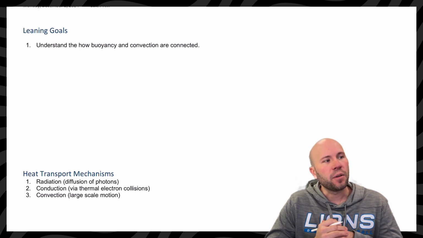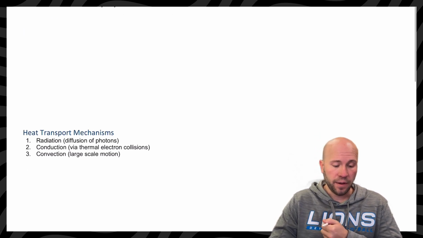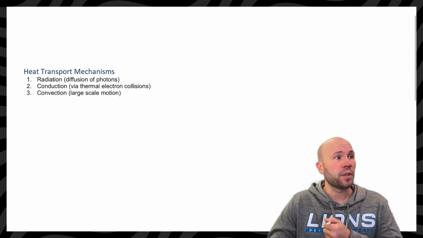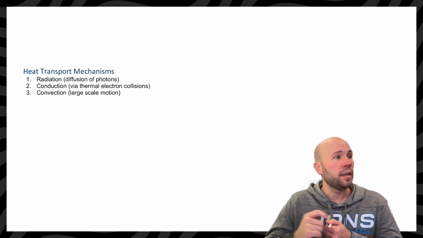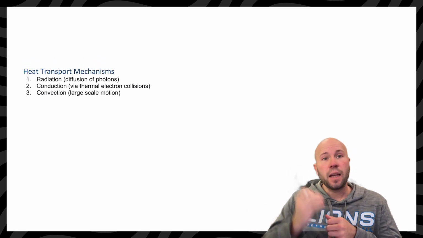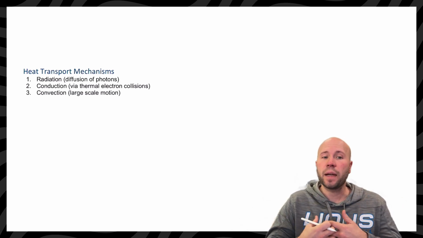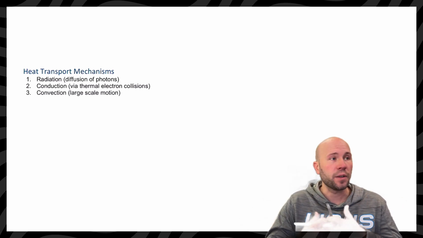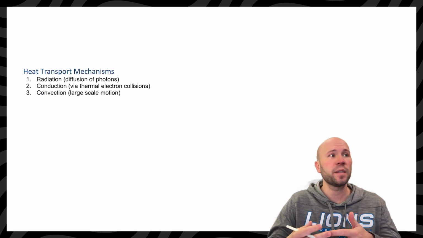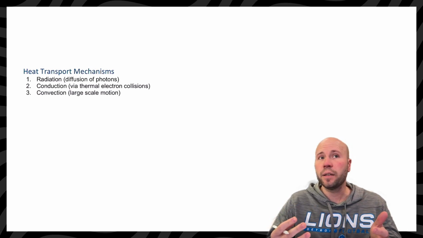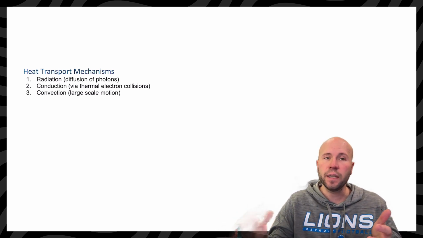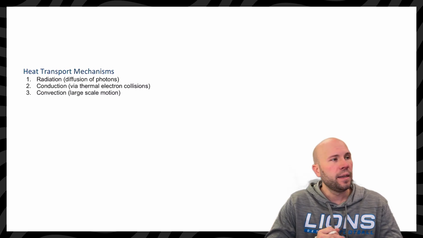So as we've discussed already, there are three primary mechanisms for heat transport in stars: radiation, conduction, and convection. Radiation, we spent a lot of time talking about. This is one of the primary mechanisms for heat transport in stars. This is photons diffusing out from the center, carrying heat and energy to the surface, and eventually escaping into space.